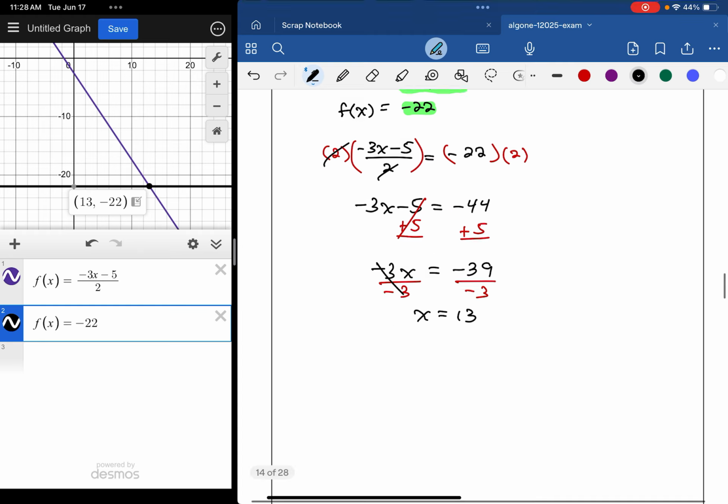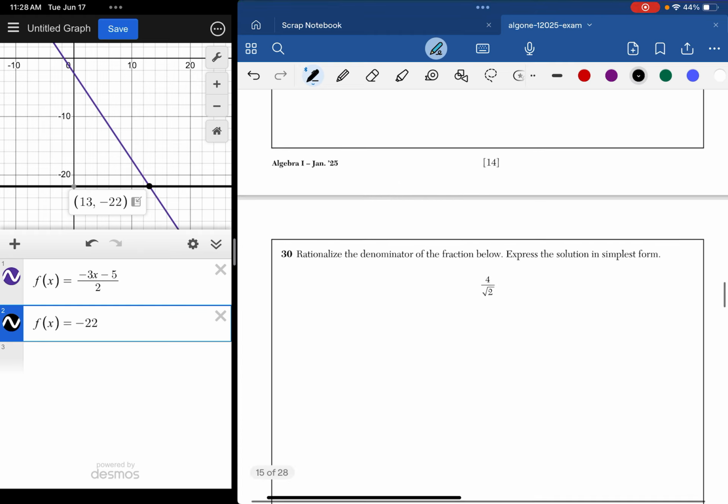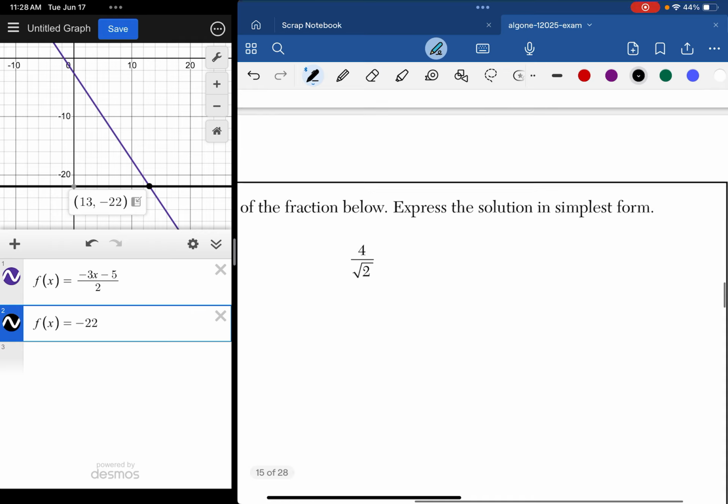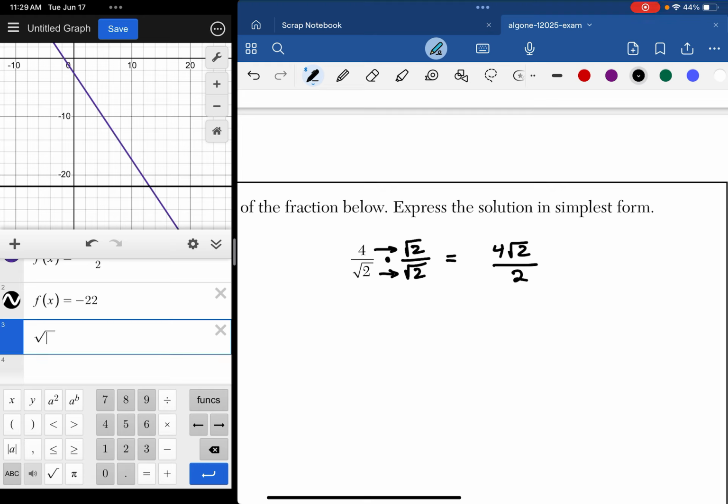Let's go on to number 30. Rationalize the denominator. So when you rationalize the denominator, you take the part of the denominator that's radical. And sometimes there's another coefficient there or something. Multiply top and bottom by that radical. Then multiply across. 4 times radical 2 is 4 radical 2. Radical 2 times radical 2 is just 2. All right. If you're not sure about that, Desmos will help you.